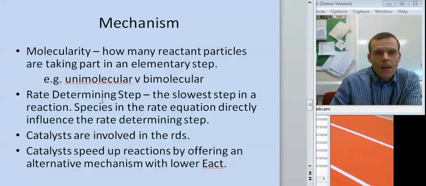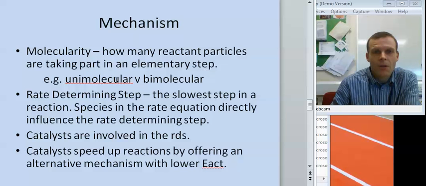Now, leading on to mechanisms. A couple of words to define here. Molecularity: how many reactant particles are taking part in a particular step. So unimolecular means there's one thing involved. Bimolecular probably means you've got two things colliding.